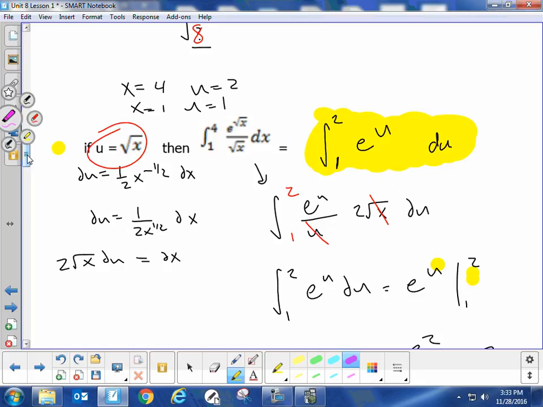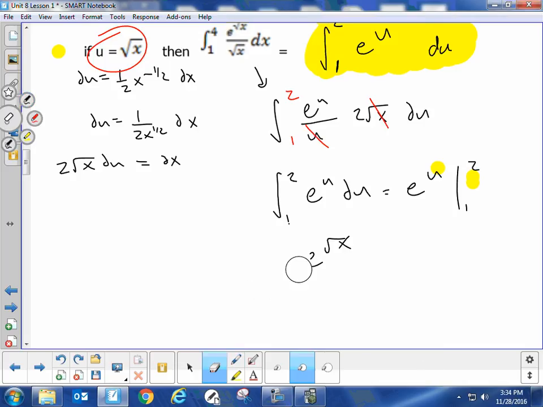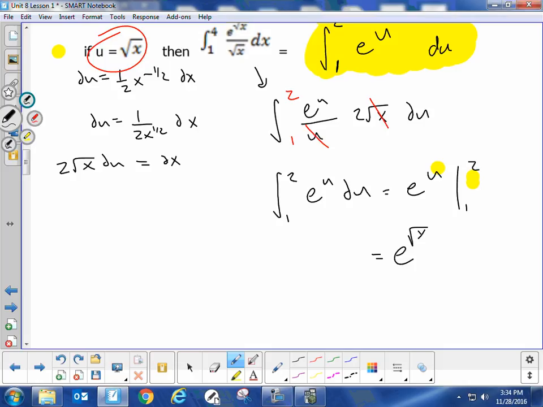Well, so again, good point. You could keep it as u's as long as you're using u's, or go back to x's. We would have e to the root x, but this wouldn't be from 1 to 2 anymore. This would be from 1 to 4. Right? 1 to 4 are the x's, 1 to 2 are the u's. You end up with the same answer, e squared minus e. They'll be the same after you plug them in. Okay?